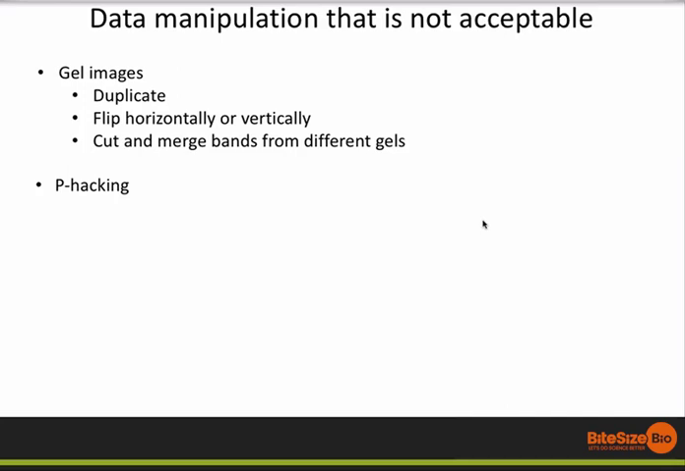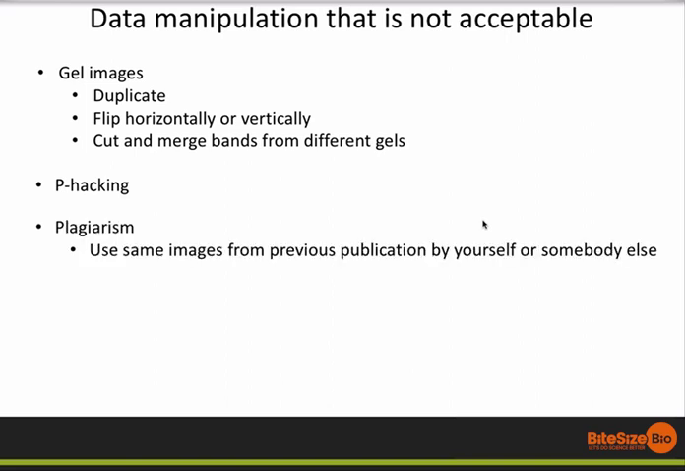Another form of data manipulation is also so-called p-hacking, where the analysis is run and rerun until a statistical significance is uncovered. And this might even be regardless of what the research question is. And obviously, plagiarism is absolutely not allowed. So using images or text paragraphs that are already published, be it by somebody else or from your own publication, is forbidden. However, it is okay to do a repetition of an experiment that has already been published.